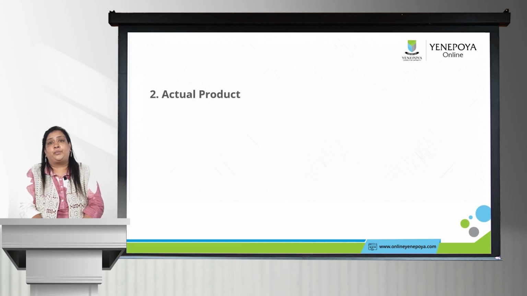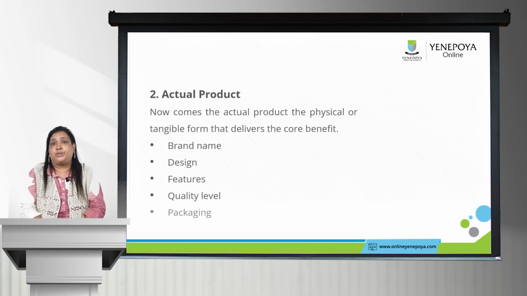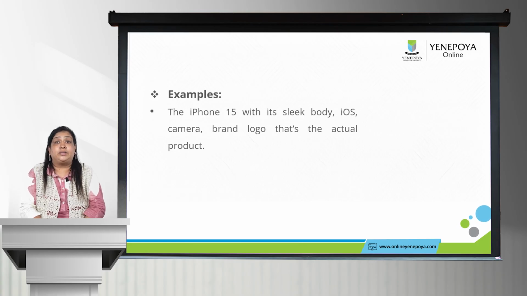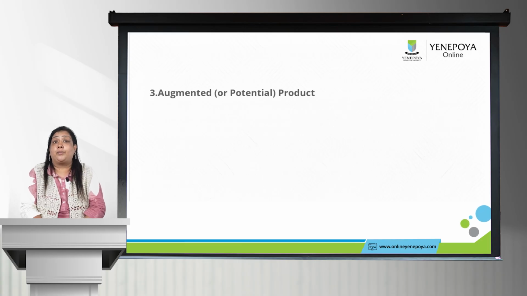The next level is the actual product, the tangible offering. Now comes the actual product, the physical or tangible form that delivers the core benefit. This includes brand names, designs, features, quality level, packaging. The example is the iPhone 15 with its sleek body, iOS, camera, brand logo. That's the actual product. The Maruti Suzuki car: design, mileage, build quality, infotainment system. Adidas shoes: the style, cushioning, packaging, logo. It's what the customer actually interacts with and compares with other brands.